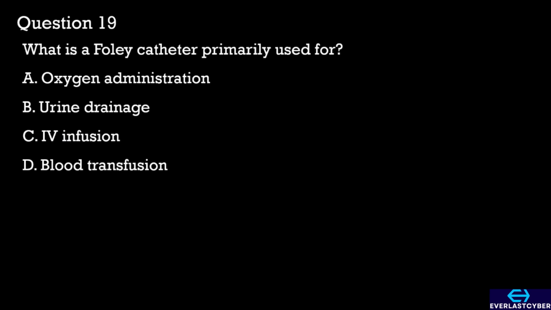Question 19. What is a Foley catheter primarily used for? A. Oxygen administration. B. Urine drainage. C. IV infusion. D. Blood transfusion.